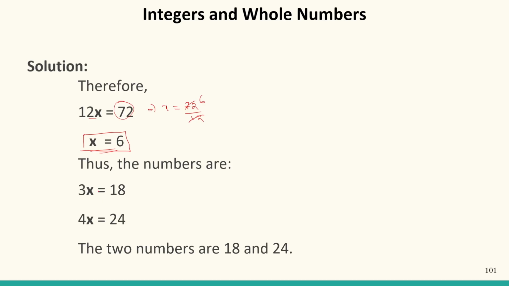So 3x is equal to 18, because 3 into 6 is 18, and 4x is equal to 24, because 4 into 6 is 24. So the two numbers are 18 and 24. According to the question, their LCM should be 72. The LCM of 18 and 24 is 72.